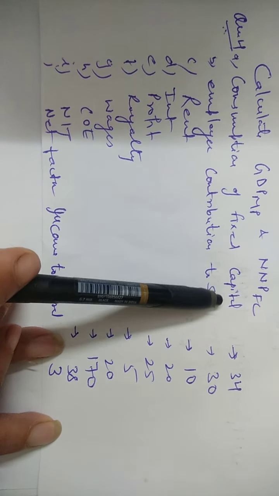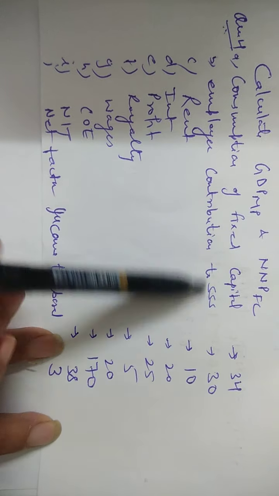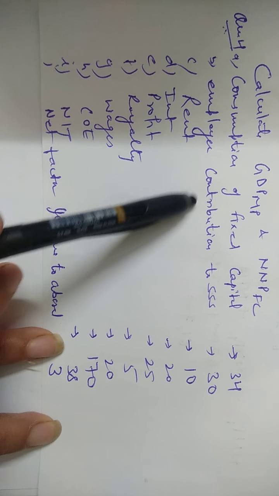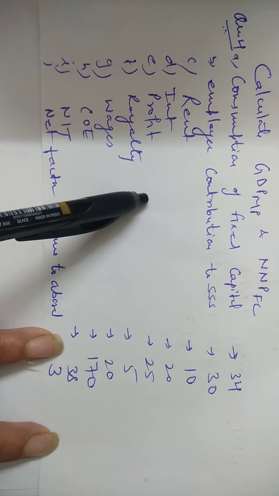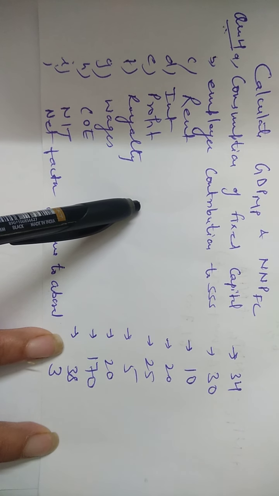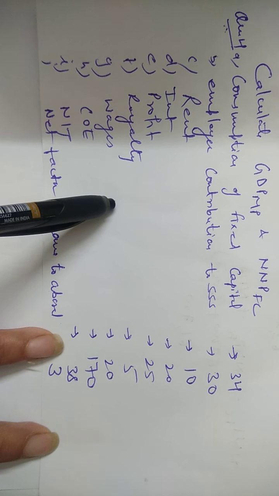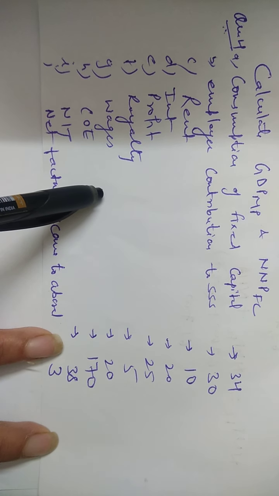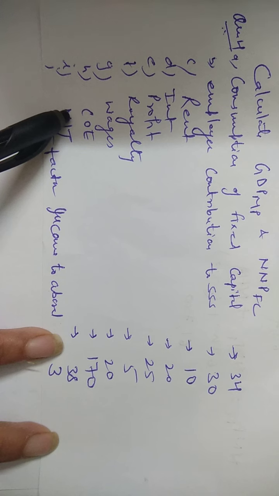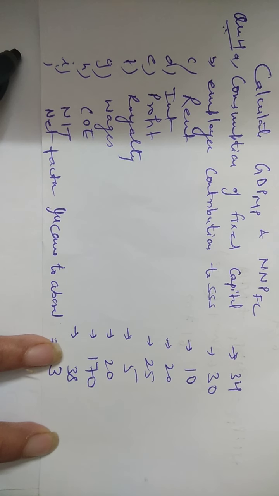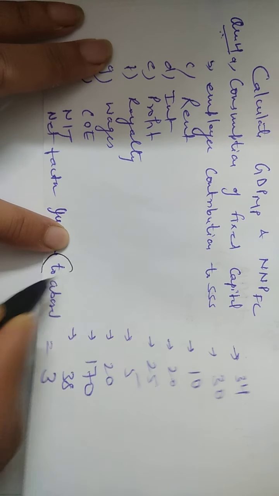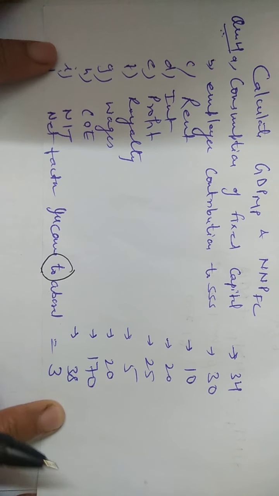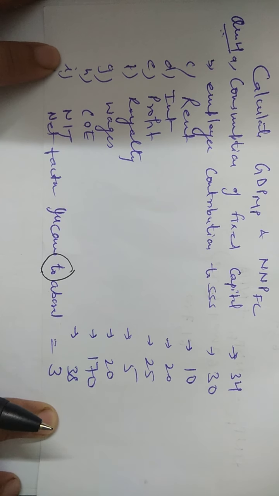We are given consumption of fixed capital, that is depreciation, 34, employer contribution to social security scheme 30, rent 10, interest 20, profit 25, royalty 5, wages 20, compensation of employees 170, net indirect taxes 38, and net factor income to abroad 2. Beta, you should mark it very carefully. This is net factor income to abroad.